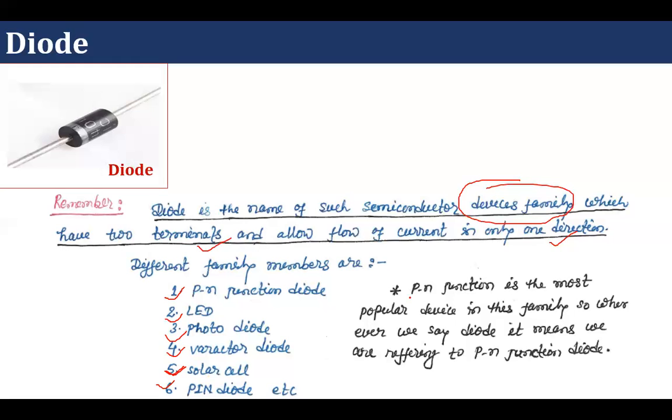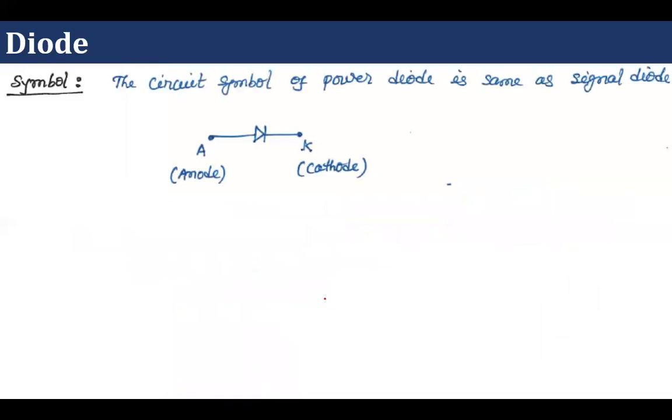Now this PN junction diode is the most popular device in this family. So whenever we say diode, it means we are referring to the PN junction diode. It is due to being the most popular device. If I'm simply saying that I need a diode to design this circuit, it means I'm talking about the PN junction diode. Whereas diode is the name of the semiconductor device family. So we have to go through the PN junction diode.